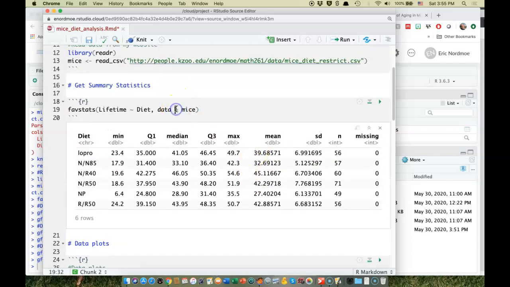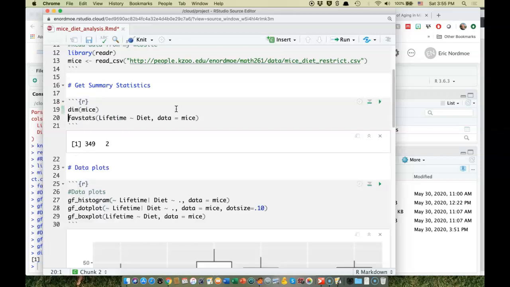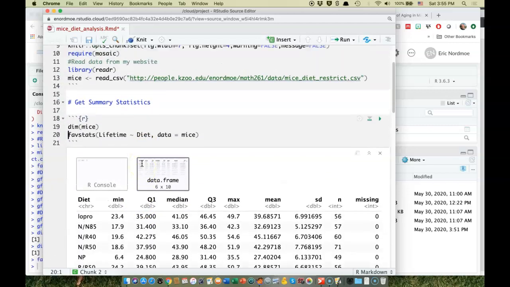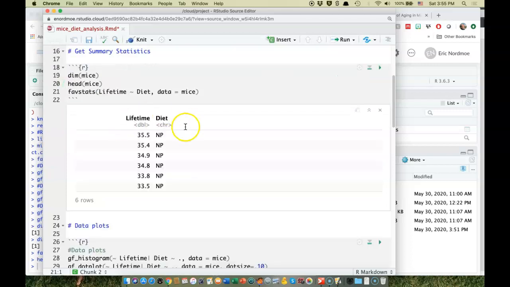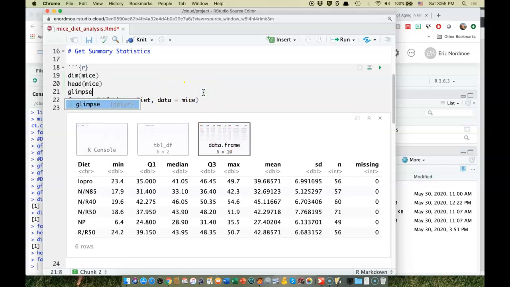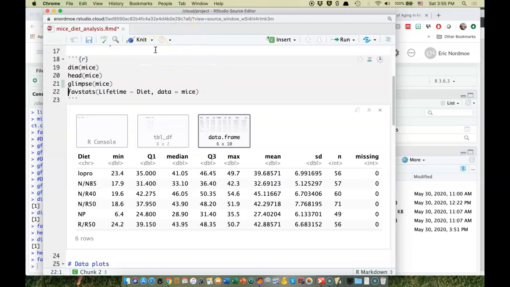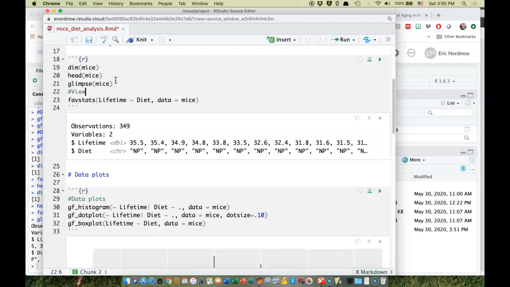While we're here, why don't we just get that overall sample size? What can we do? Can we do dim of mice? That's not too bad: 349 rows and 2 columns. What are the 2 columns? Well, we could do head of mice or glimpse of mice. See that it's lifetime and diet. And maybe while I'm here, just to give a little bit more, this is not really summary statistics, so it doesn't quite fit there. But remember that that's a way to get a sense of what the data looks like. But short of that, then you probably want to use view.